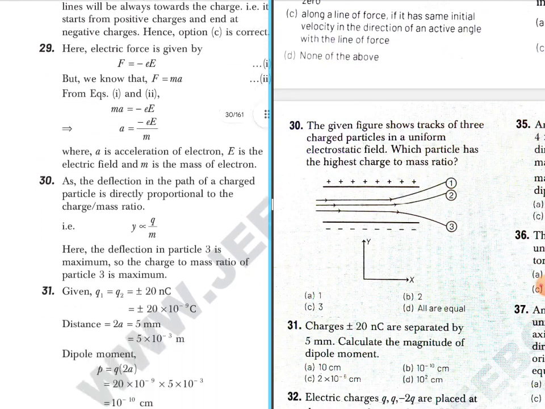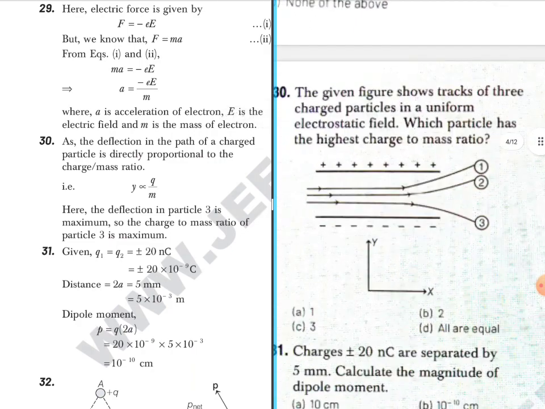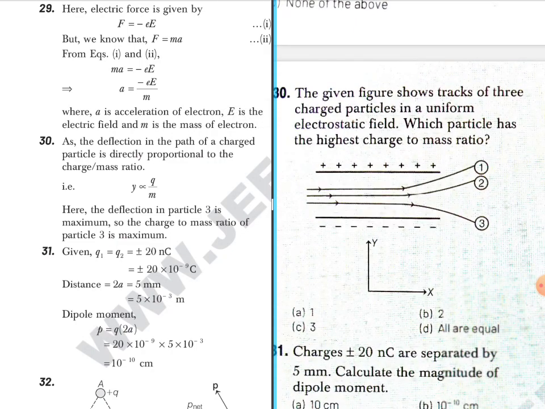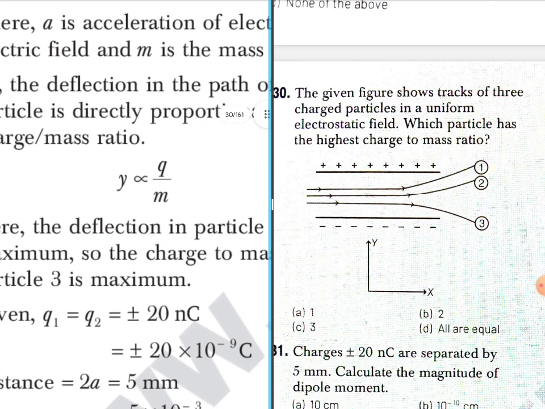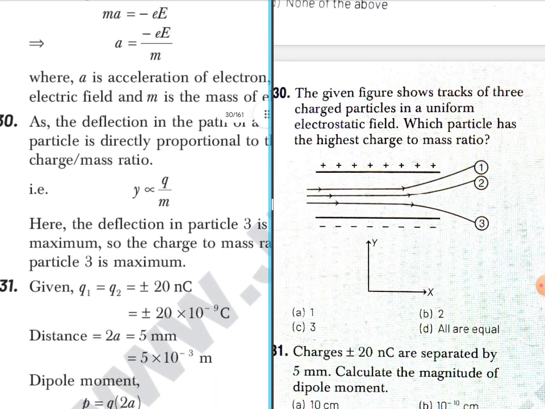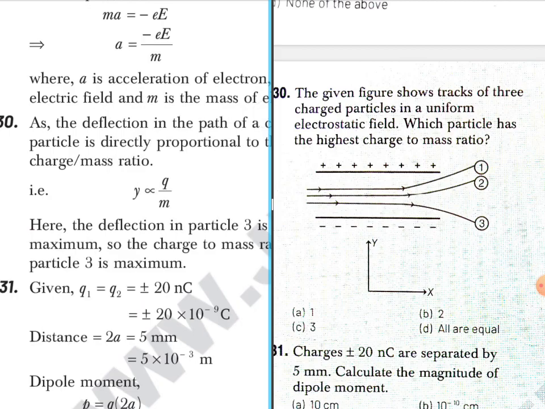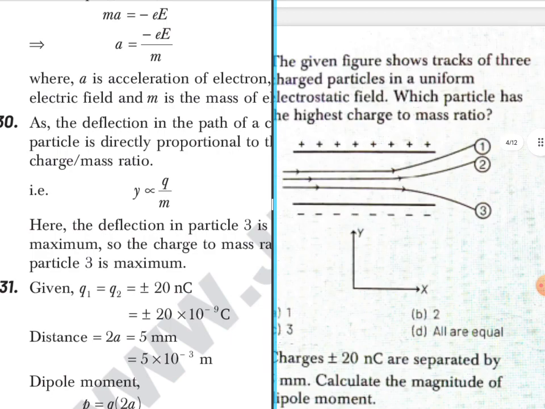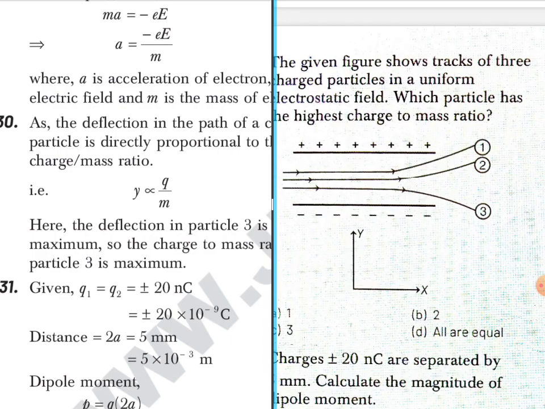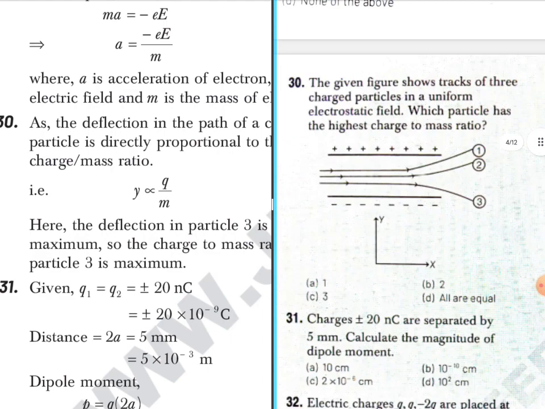Again, the 30th question you could not have answered. You should know that the displacement, or y, or the deflection in other words, is proportional to Q by m. You won't know this. Whichever has got a larger deflection will have a larger charge by mass ratio, and obviously particle 3 has been deflected largely, and so that's got the largest charge by mass ratio. Again, I'm not expecting you to have answered the 30th question.